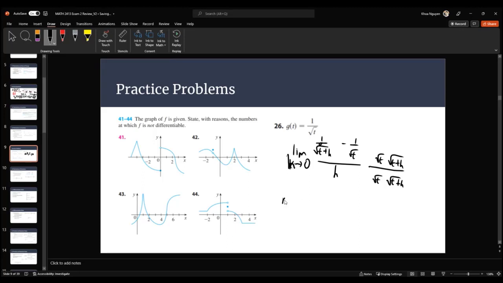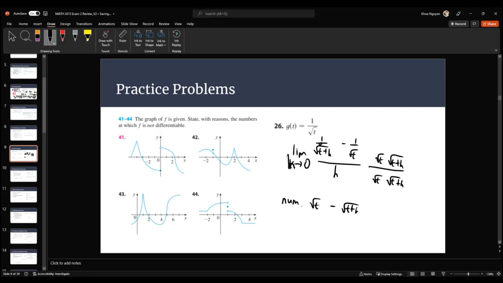So you can just focus on the top. We just focus on the numerator, because the denominator stays a little bit complicated and you can't do anything until later. So we focus on the numerator, and if you multiply by square root of t and square root of t plus h, it cancels out the denominator for this one and leaves you with the square root of t. Then it also cancels out the other denominator, but it leaves you with the square root of t plus h instead.